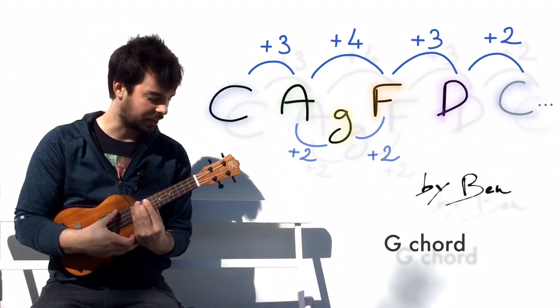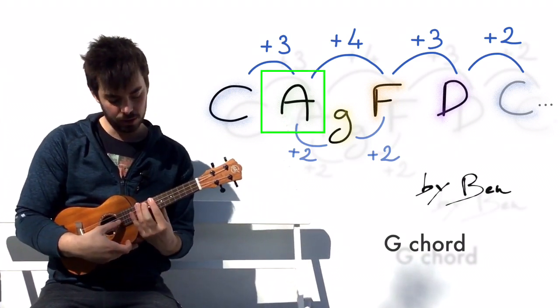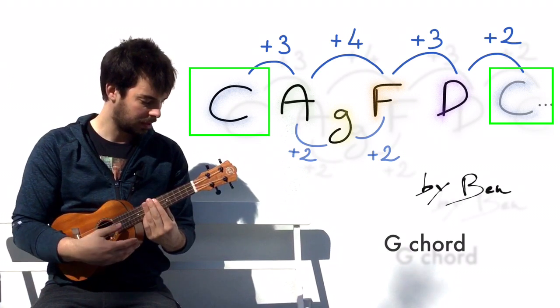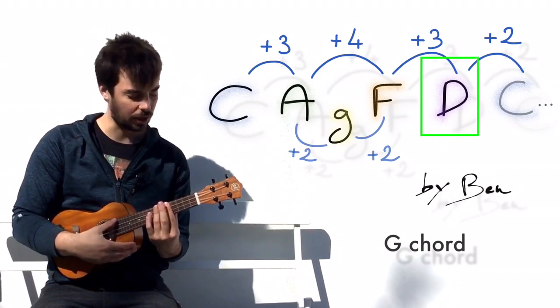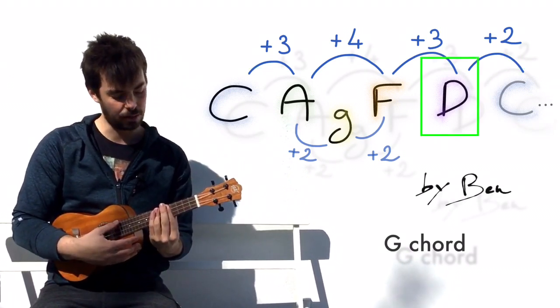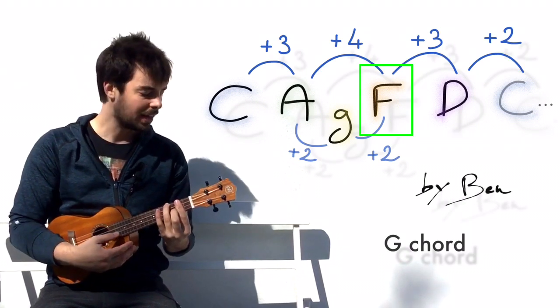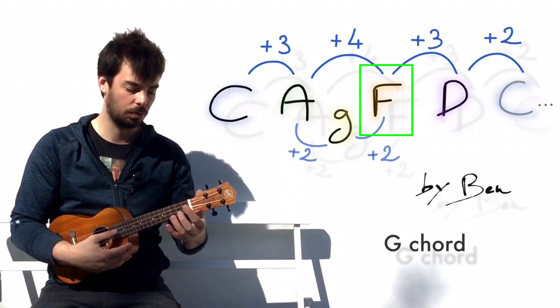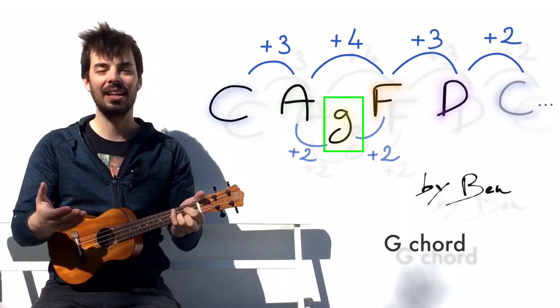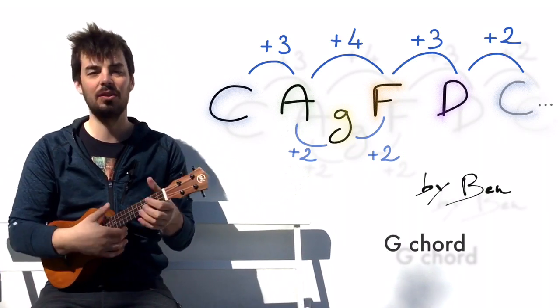Oof, that's tricky, okay. A, minus three, one, two, three, C shape. Minus two, one, two, D shape. Minus three, F shape, one, two, three. Minus two, G shape, one, two. And there you go, we've gone up and down with the G.